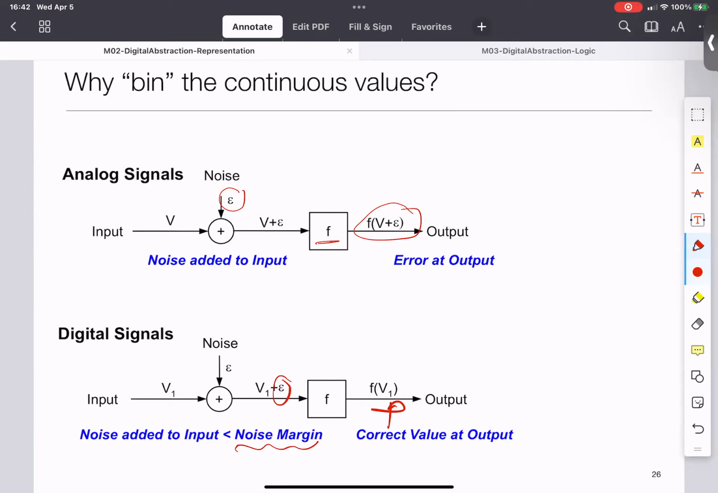So in digital computers, essentially every stage cleans up the signal. It can accept a somewhat noisy signal, but then effectively removes the noise, and the output is again back to a good signal.